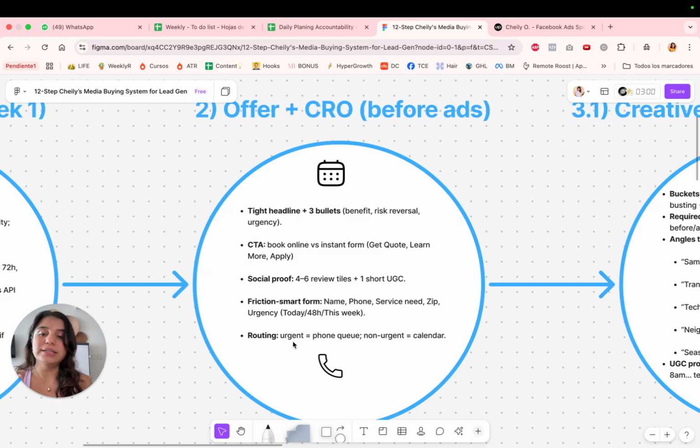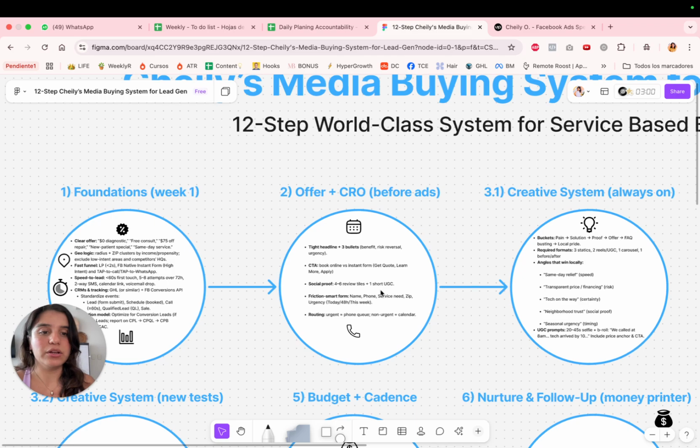The other thing is to make sure that we can route our leads correctly. Some leads may be ready to start today or over the next 48 hours, then you can have your phone person, your salesperson, call them right away. But if they're not that interested or they want to start the treatment or service over a few weeks or in the next month, then you can route them to a calendar to book them later on.